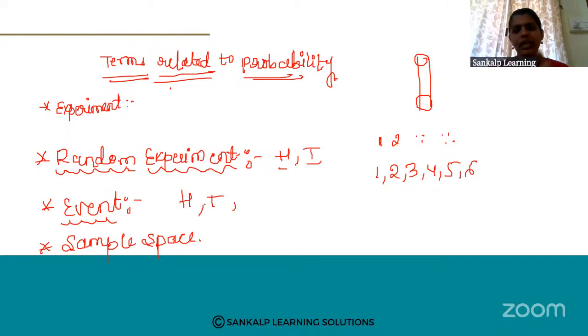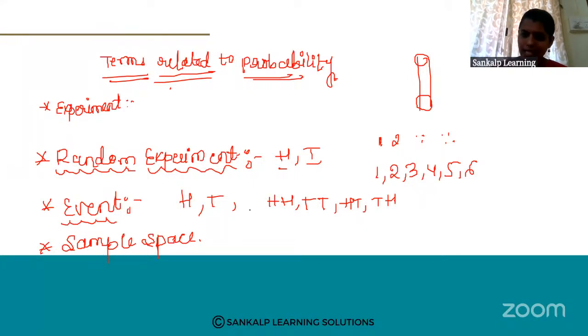Another example, if you are tossing 2 coins at a time, what will you get? Head may come, or tail, or it may be head tail or tail head. So that many chances are there, right? That means after doing the experiment, whatever the result we get, we call it an event.